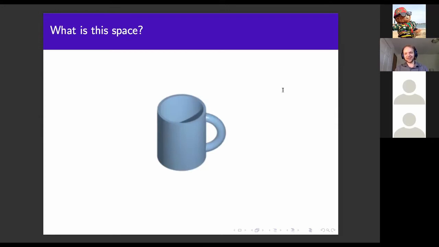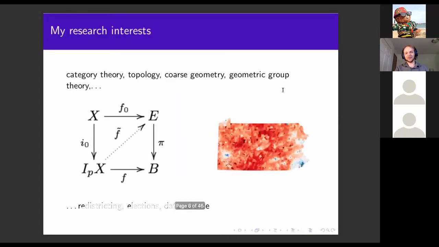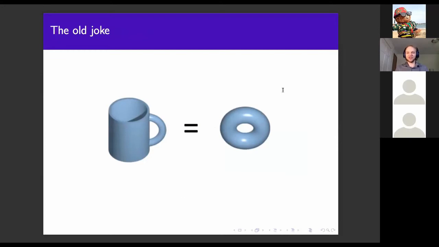Well, it's a cup, right? It's a coffee cup. But there's this old joke that you might have heard, which is that a topologist can't tell the difference between a coffee cup and a donut. And we can try and understand what that means. What that means is that if the donut was made out of clay, you could mold a coffee cup out of that donut without tearing it apart.